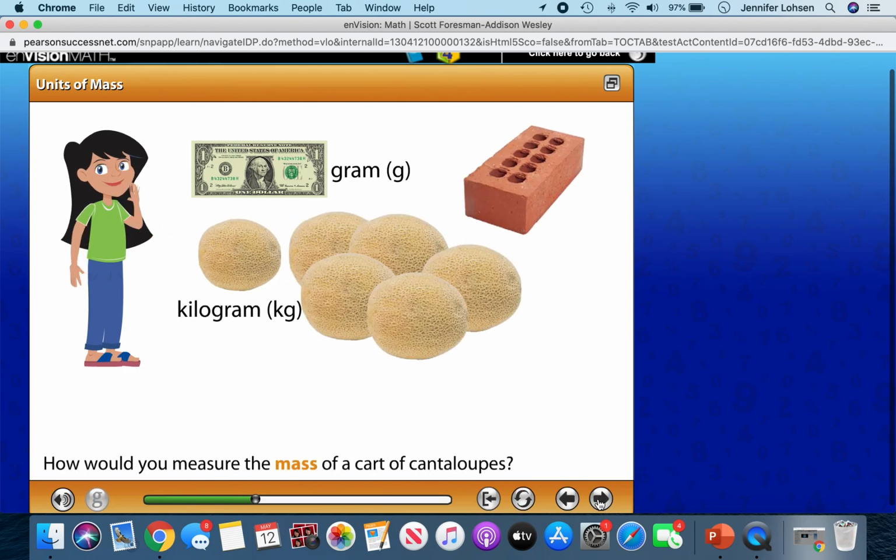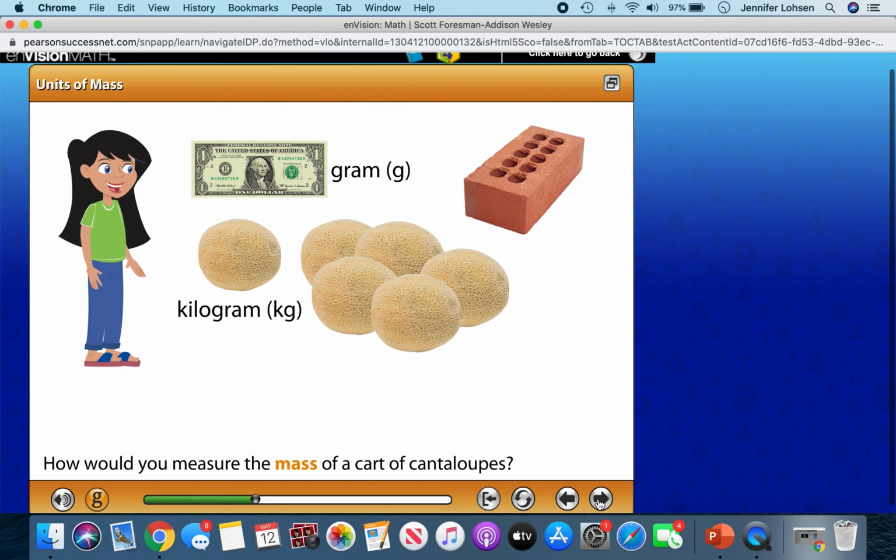How would you measure the mass of a cart of cantaloupes? All right, so now Miss Lawson goes to ShopRite, and she loves cantaloupes so much, I just load my whole cart all the way up to the top. I bought all the cantaloupes at the store. How would I measure the mass of my entire shopping cart filled with cantaloupes? What would be the most appropriate unit? Would it be the gram or would it be the kilogram? What do you think?